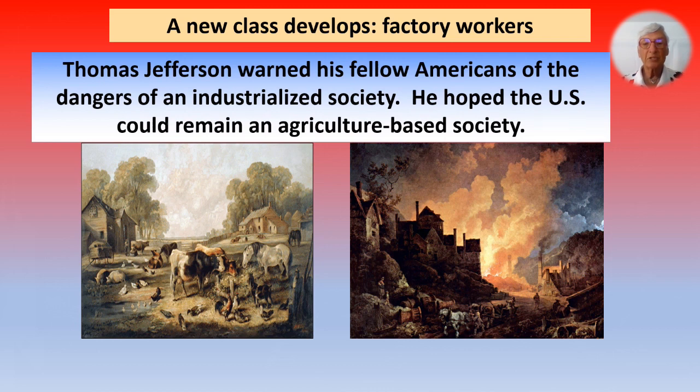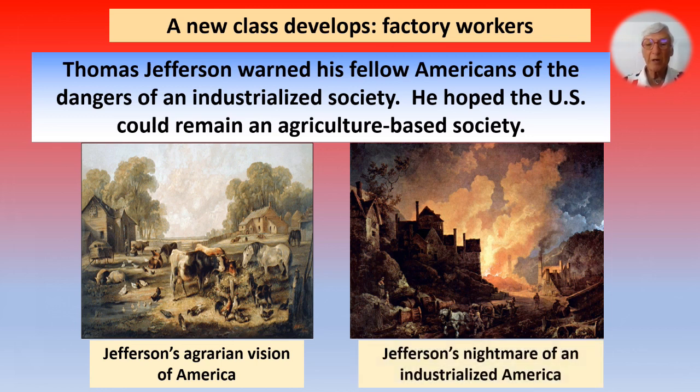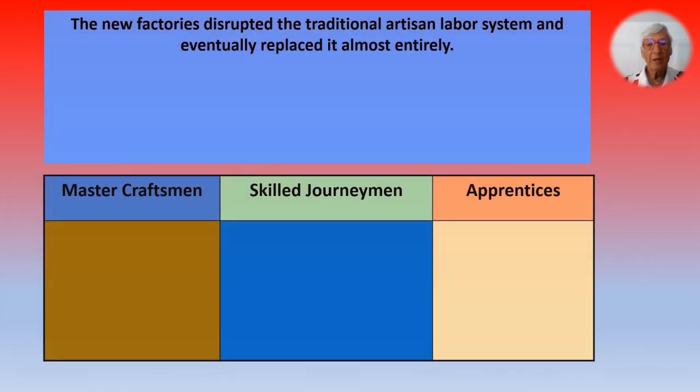Thomas Jefferson warned his fellow Americans of the dangers of industrialized society. He hoped the U.S. could remain an agricultural-based society. He had an agrarian vision of America, and he saw industrialized America as a nightmare. The new factories disrupted the traditional artisan labor system and eventually replaced it almost entirely.